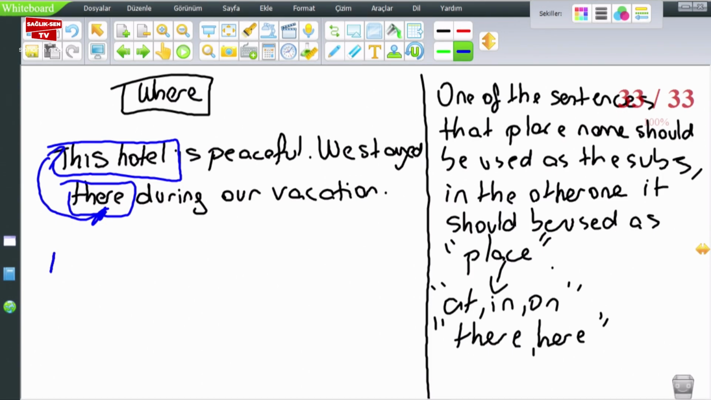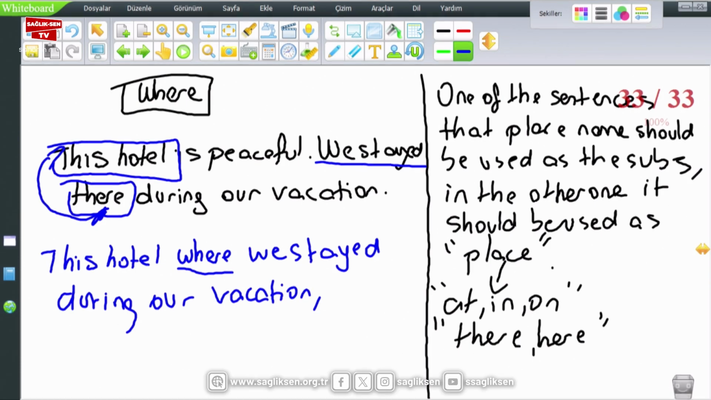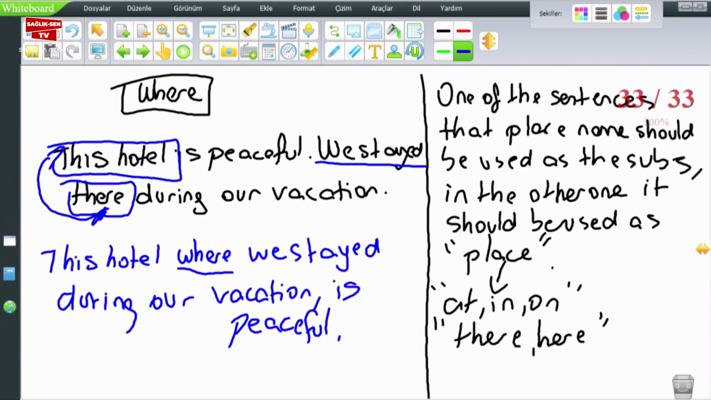So I will start writing it. Remember the rule, I have to use the relative pronoun right after what we're defining, where, and after this one, I have to continue with the sentence that has the place meaning, where we stayed during our vacation. Then I go back to where I left in the first sentence, is peaceful.